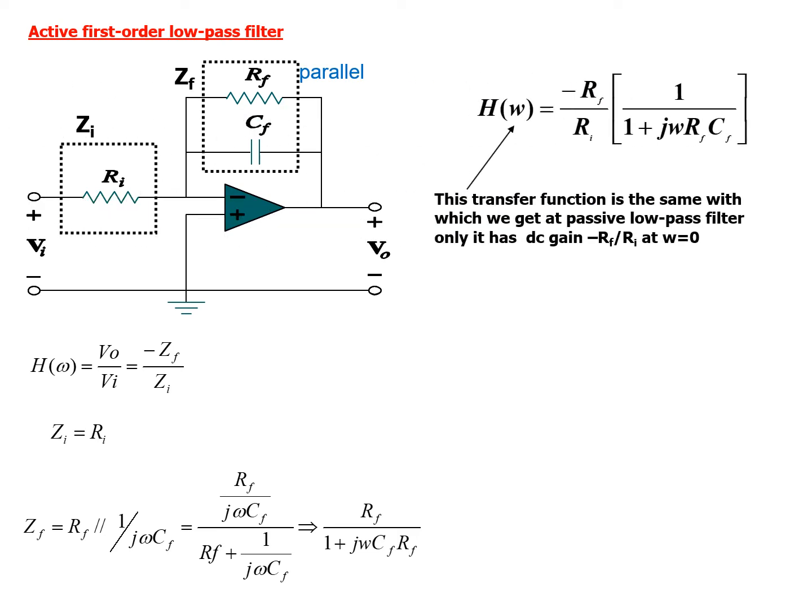And this transfer function is the same as what we get with a passive low pass filter, only it has a DC gain of minus RF over RI at omega equals 0. To get the cutoff frequency, omega C equals 1 over RF CF, and it does not depend on RI.